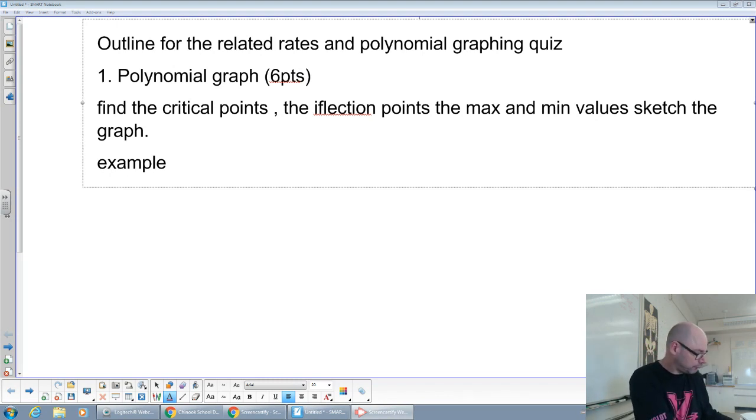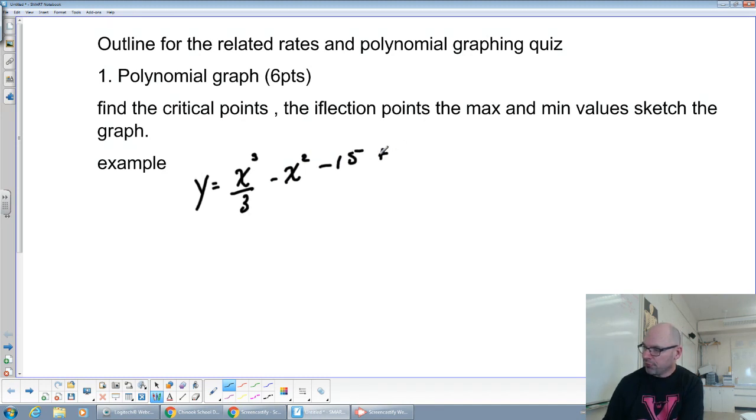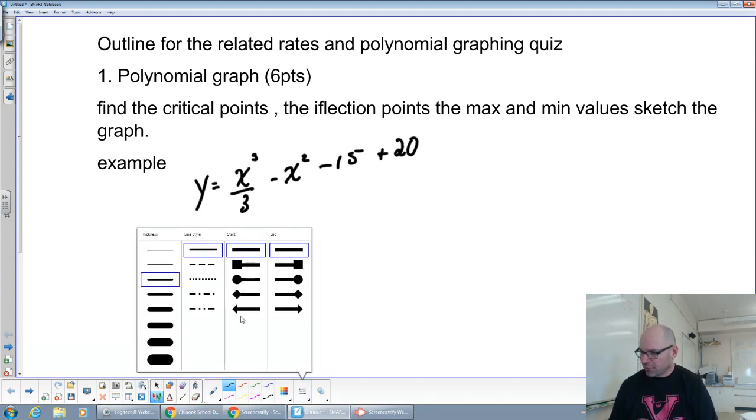So let's do y equals x cubed over 3 minus x squared minus 15x plus 20. Let's do that one. Okay, so the first step in doing these, as you know, is critical points.